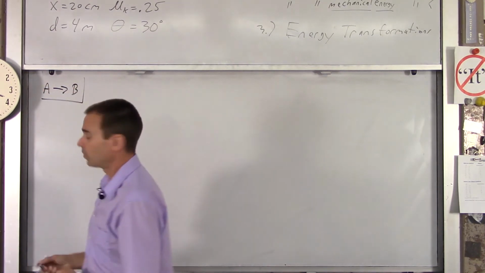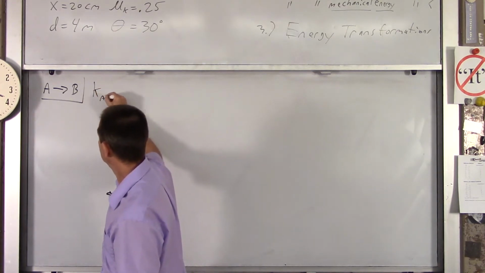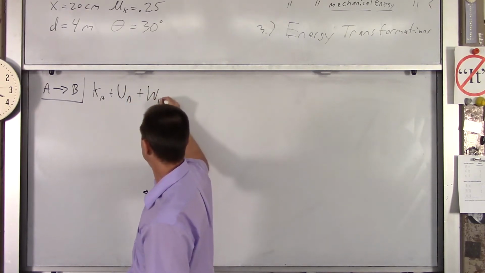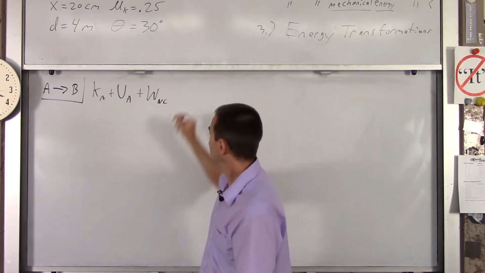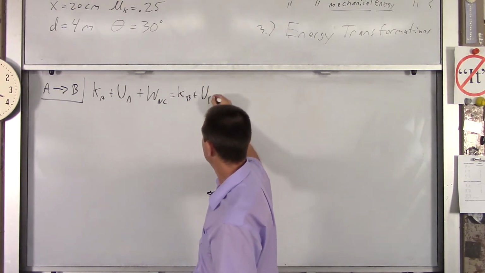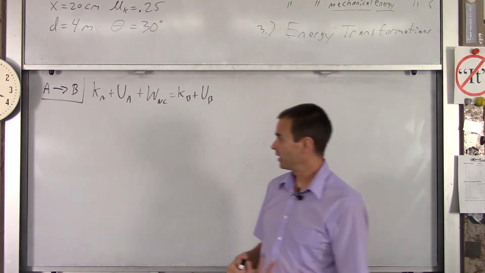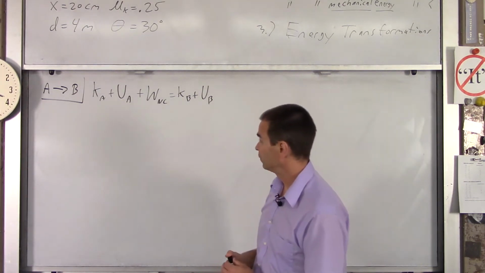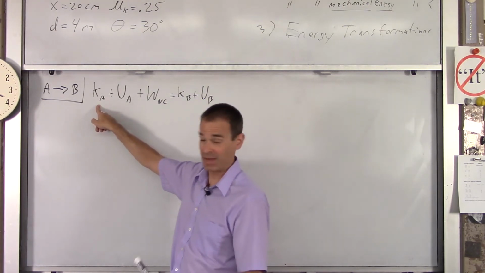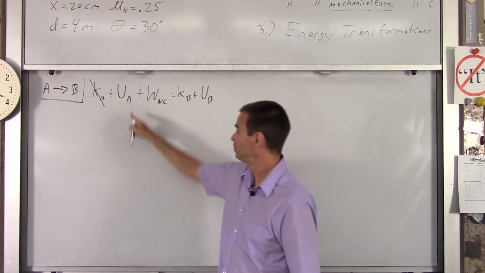Okay, so when we do conservation of energy, we say kinetic energy at A plus potential energy at A plus any work done by non-conservative forces equals the kinetic energy at B plus the potential energy at B. Okay. Now, I always start by knocking stuff off. So, for instance, at point A, the backpack's not moving, so there's no kinetic energy at A. There is potential energy, though.